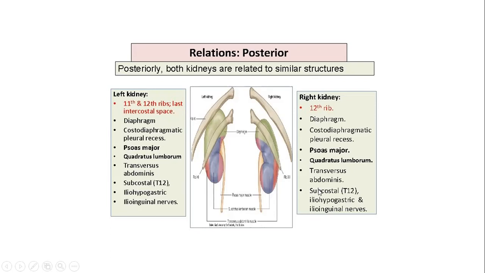In case of the right kidney, we have less often the subcostal, but more often we have the iliohypogastric and ilioinguinal. But for the left kidney, the subcostal nerve will also form a posterior relation in addition to the iliohypogastric and ilioinguinal nerve. So basically, the difference comes in case of ribs and the subcostal nerve.